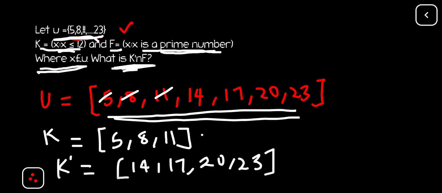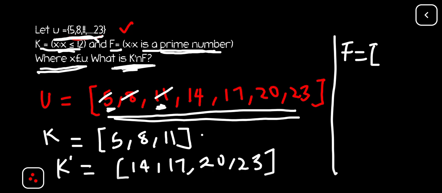So if we list out what F is, they said F is x, where x is a prime number, and x must be an element of the universal set. So we're going to bring out the prime numbers from the universal set as our set F. The prime numbers here are 5, 11, 17, and 23. This is the set for F. So we now know K prime, which is K complement, and F.